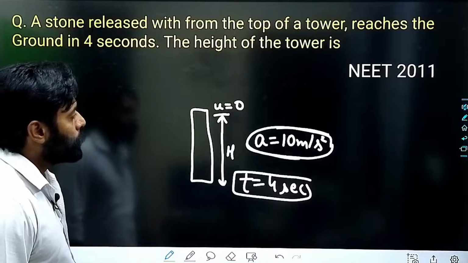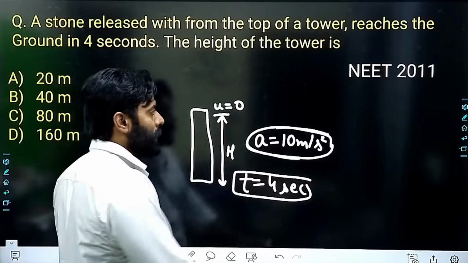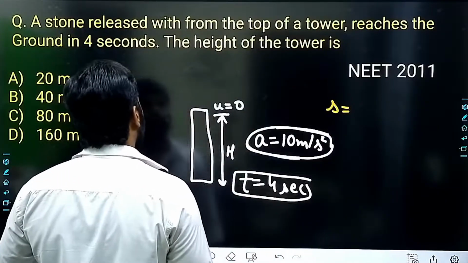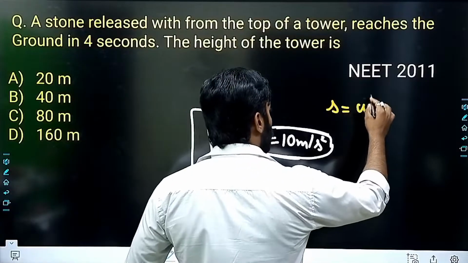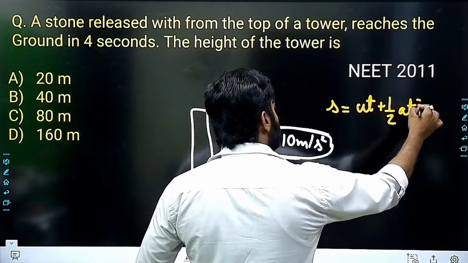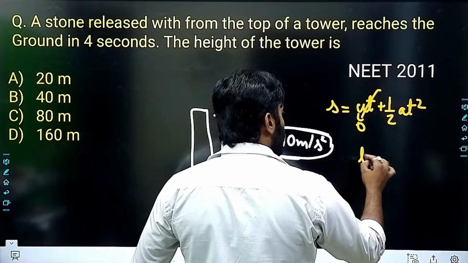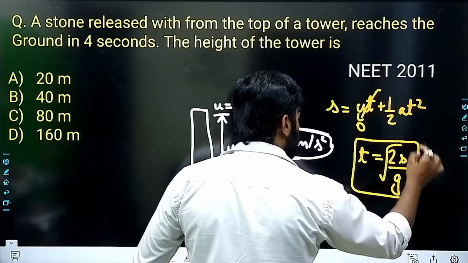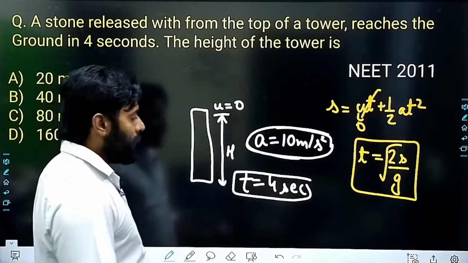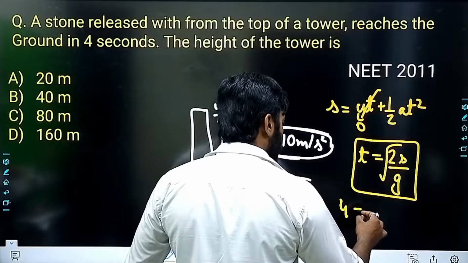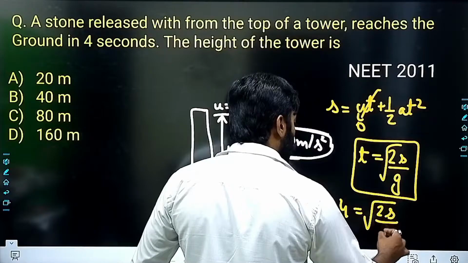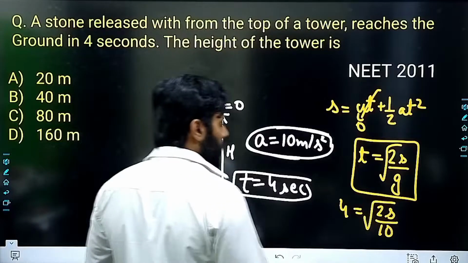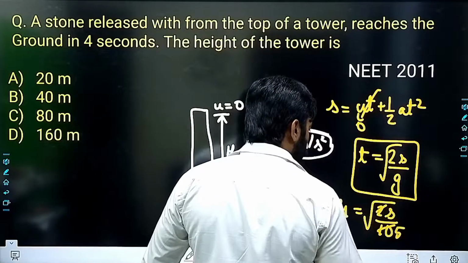So for that, we can easily calculate. S is equal to ut plus half at square, right? u is 0 and time is the square root of 2s divided by g. This is the time. So time given here is 4. Height we do not know. Acceleration I can put as 10, so that will be 5.